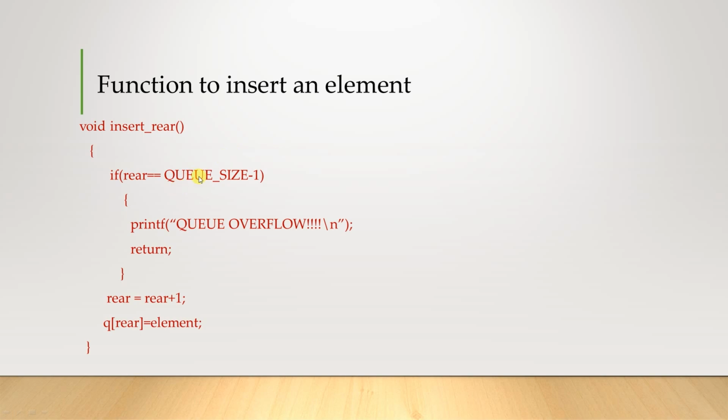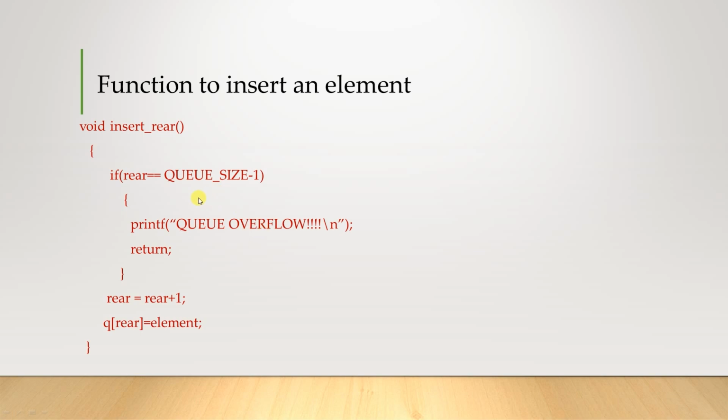Why is it q size minus 1? Because in an array the index always starts from 0, so it should be 1 less than the array size. So rear should be verified with q size minus 1. If it is equal to q size minus 1, then we can say that the queue is full, or we can say that queue overflow.